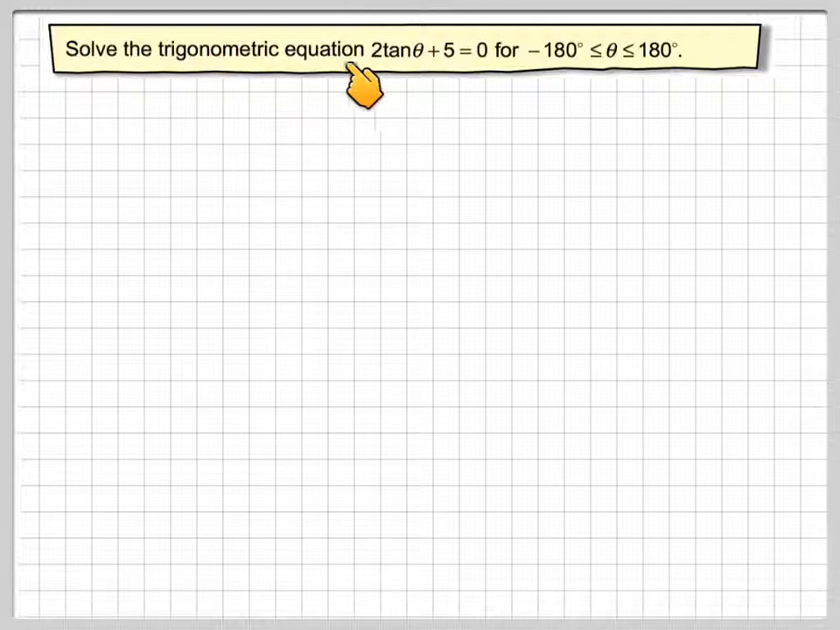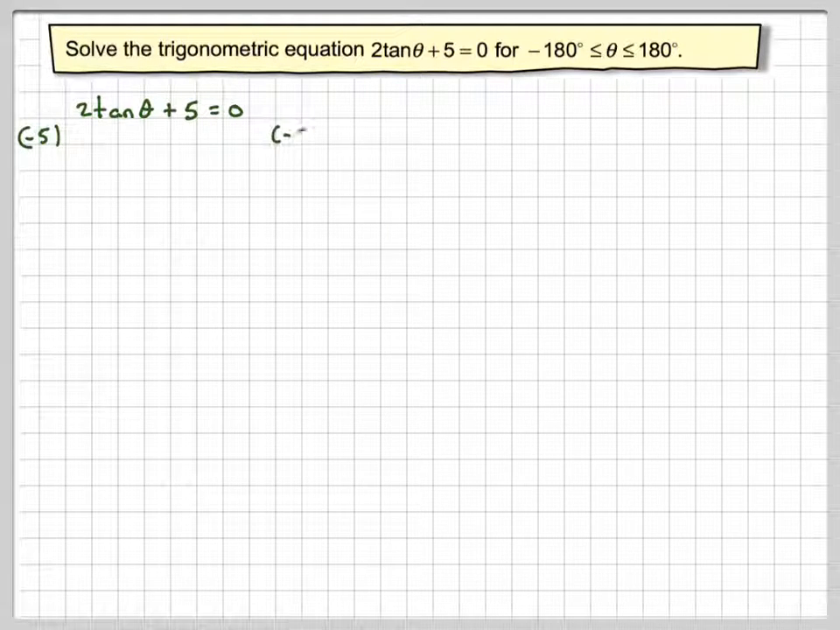So solve the trigonometric equation 2 tan theta plus 5 is equal to 0 for theta being between minus 180 and 180 degrees. Now notice this time we don't actually have that tan theta is equal to something, we've just got that 2 tan theta plus 5 is equal to 0.